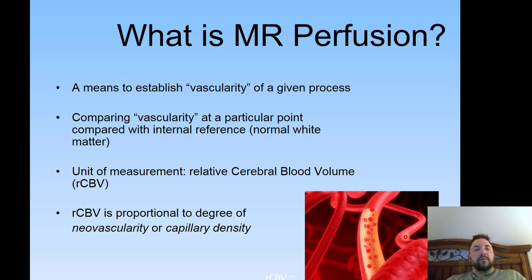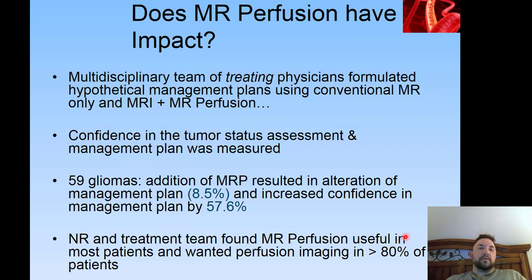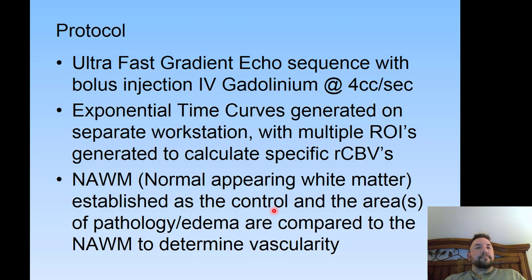And rCBV is the main method of assessing the proportionality of neovascularity, or capillary density. Tumor from non-tumor, brain neoplasm from secondary lesions. We can grade gliomas with this. Also to differentiate tumor recurrence from radiation necrosis. Very effective. Obviously, it will improve the treatment plan or management plan, and also confidence based on this data.